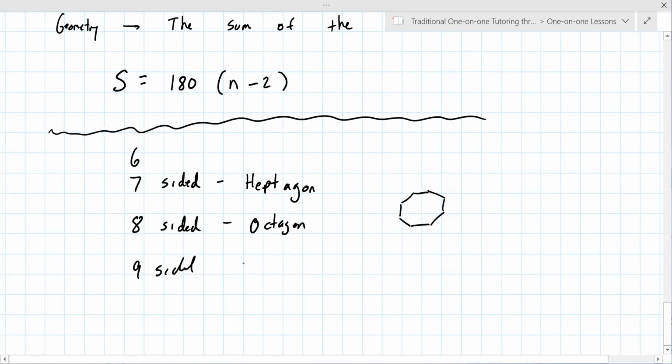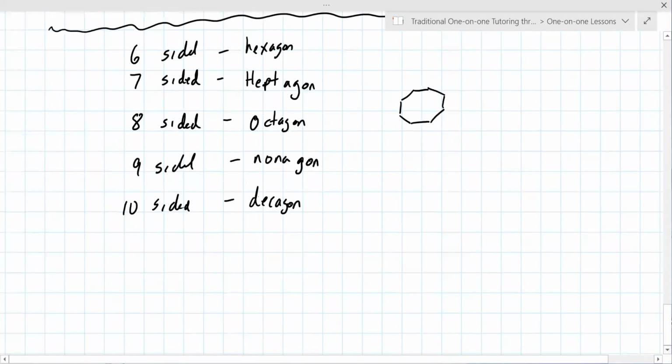Nine-sided is what's called a nonagon. Okay. How about 10-sided? Any idea what that is? 10-sided. That is a decagon. Decagon, yeah. So these are types of gons. Beyond this, if it was 11-sided, you would say 11-gon like this.